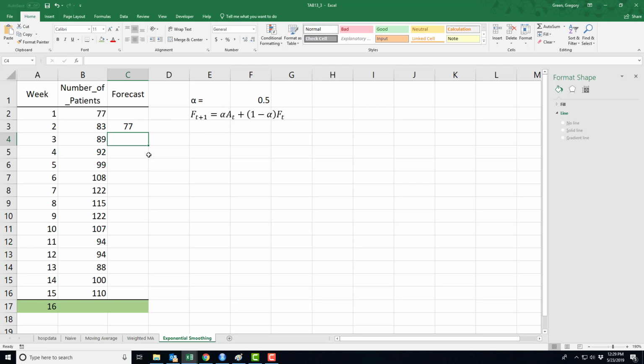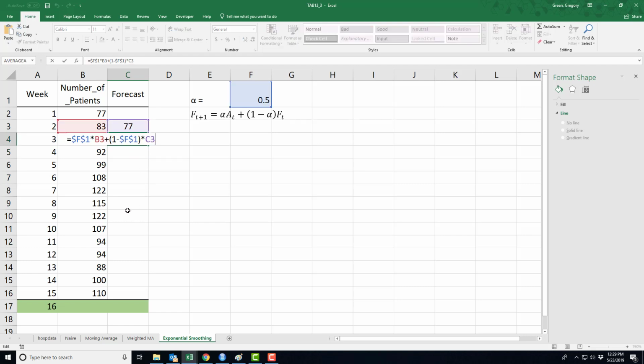So in time period 2, I can construct a forecast for time period 3. If I follow the instructions in the equation, that would be alpha, and I'm going to make that an absolute reference, times what happened with actual demand in time period 2, plus 1 minus alpha, again referring back to this alpha in F4 because it's going to be an absolute reference, times my forecast from the prior period. So what I actually have is called a linear combination: a linear combination of the actual demand from the prior time period and the forecast from the prior time period. I push return, and there's my first forecast.